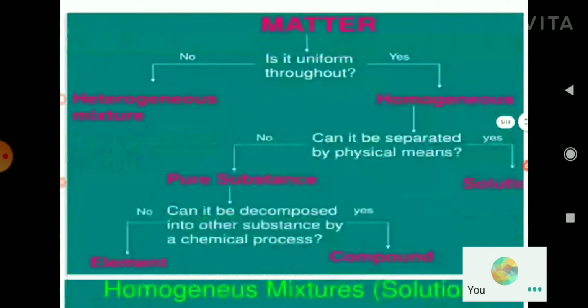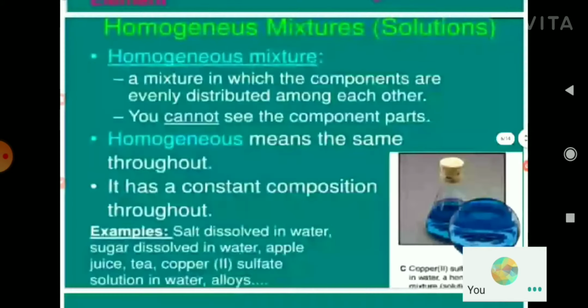Here you can see a quick recap chart. For matter, first, is it uniform throughout? If yes, then it is homogeneous. If no, then heterogeneous. For the homogeneous branch, second, can it be separated by physical means? If yes, then it is a solution. So what is a solution? A solution is when a solid dissolves in a liquid, which is generally water. It can be water or any other substance, and the product obtained is called a solution.